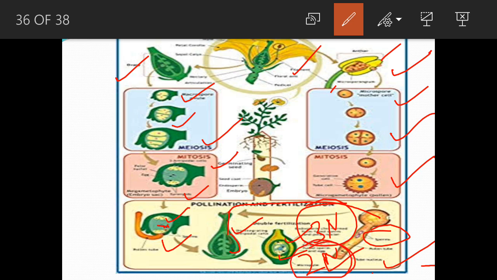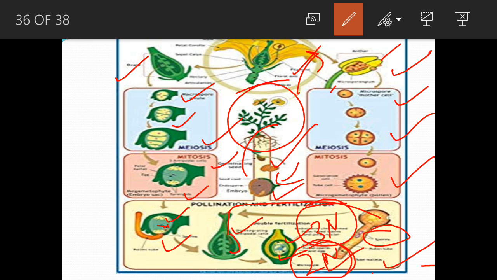to the growing embryo. Now the embryo will develop inside the ovule, and after its development, the embryo will form the new plant. Endosperm will provide food to the embryo, and the embryo will form the new plant. Again it will bear flowers, and the same cycle will repeat once again.